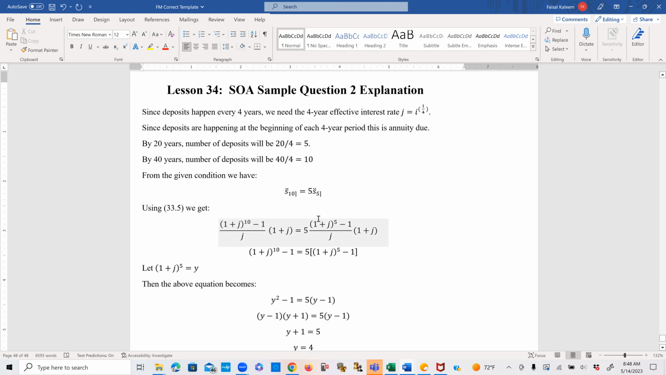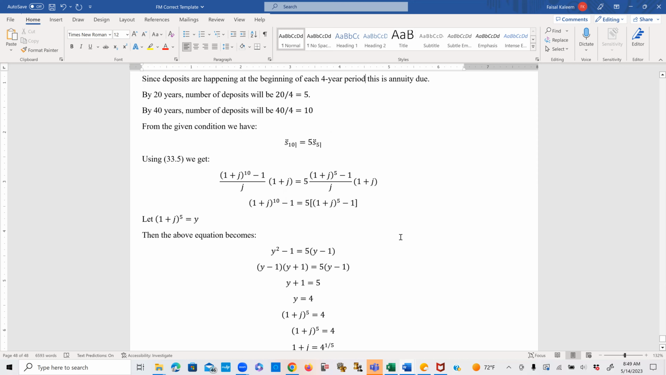And if you remember, for the annuity immediate, the accumulated value formula would just be 1 plus J to the 5 minus 1 over J. And we said that for annuity due, everything just gets multiplied with 1 plus the interest rate relative to the corresponding annuity immediate. And in this, the 1 plus J factor cancels out from both sides. The J's in the denominator cancel out from both sides. And so we're left with 1 plus J to the 10 minus 1 equals 5 times 1 plus J to the 5 minus 1.